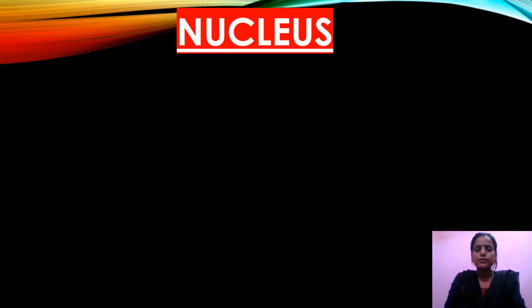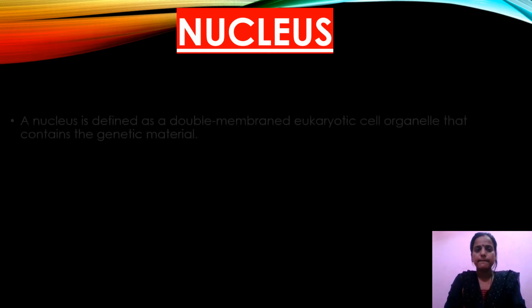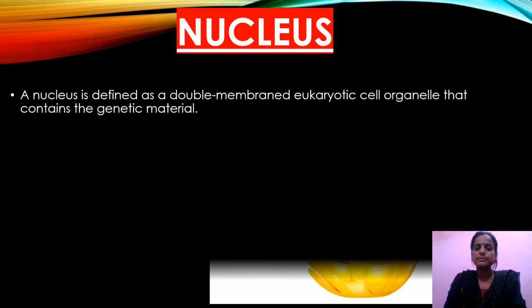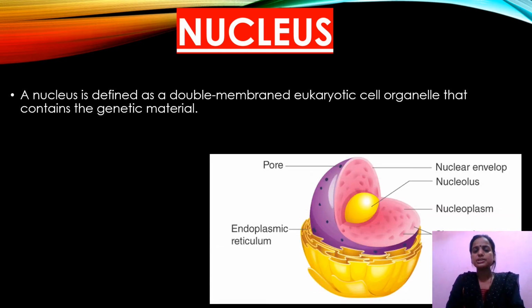So students, we will be discussing the nucleus. We already know that the nucleus is the most prominent and the most important organelle present in a cell. In a eukaryotic cell, it is a double membrane organelle which contains the genetic material. So this is the basic structure of a nucleus.